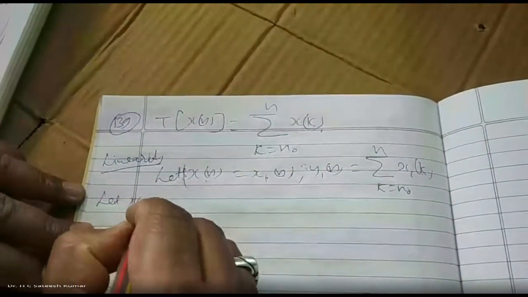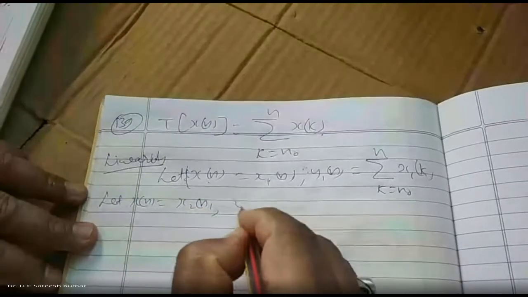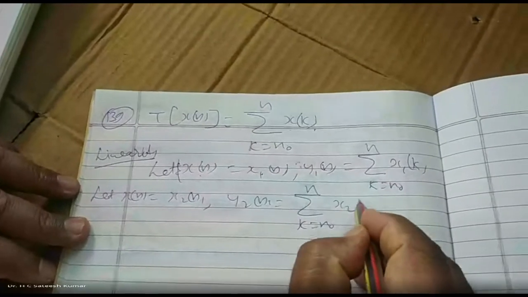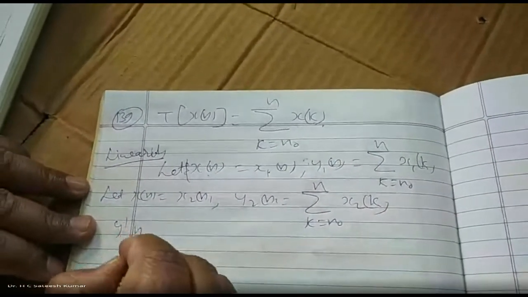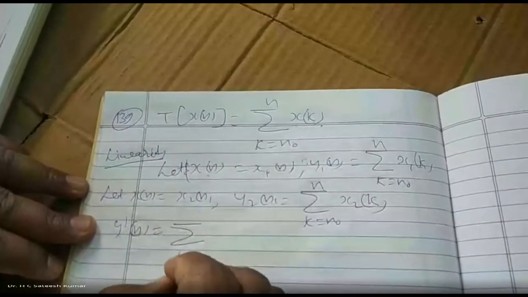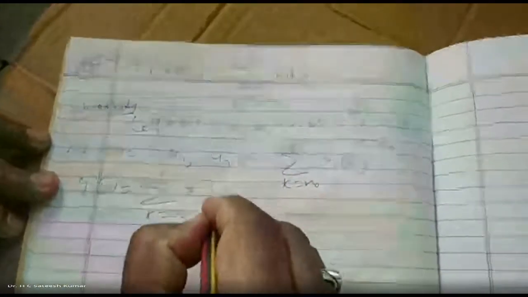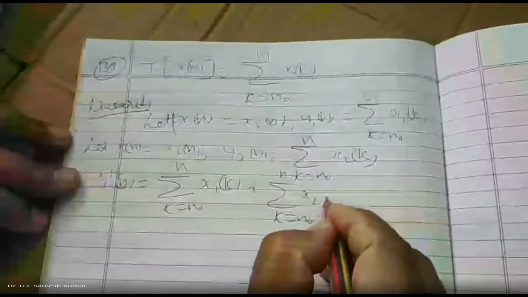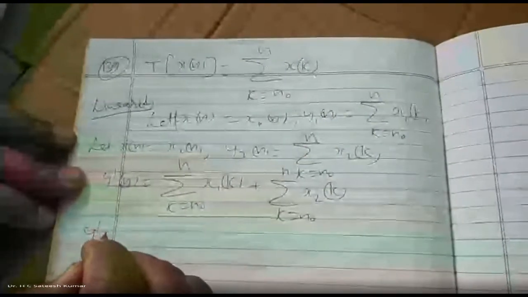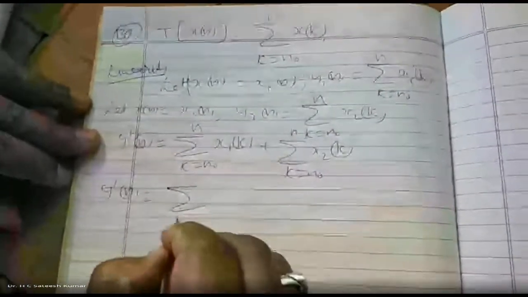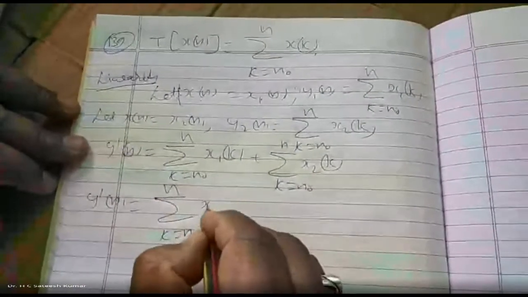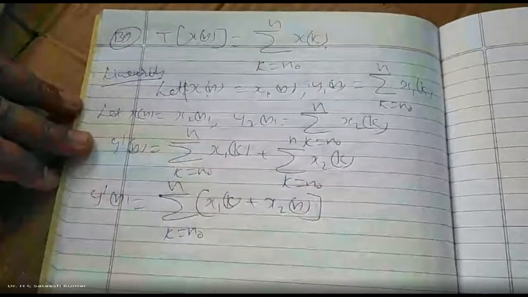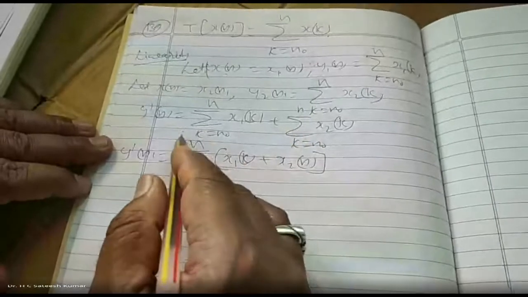Let x of n be equal to x2 of n. y2 of n is equal to summation k varies from n0 to n of x2 of k. y dash of n is equal to summation k varies from n0 to n of x1 of k plus summation k varies from n0 to n of x2 of k. So we can write this as y dash of n is equal to summation k varies from n0 to n of x1 of k plus x2 of k. You don't need two summations because both of them are of the same range, n0 to n only. Therefore, you can take it as a single summation.